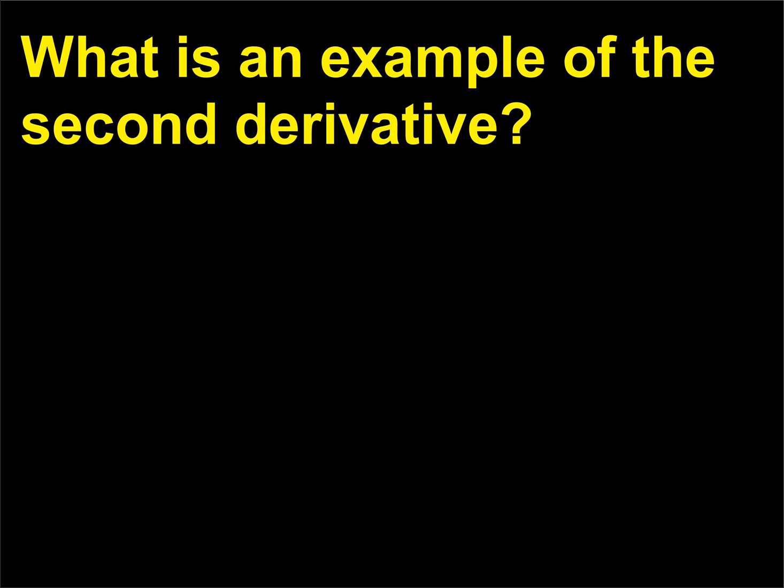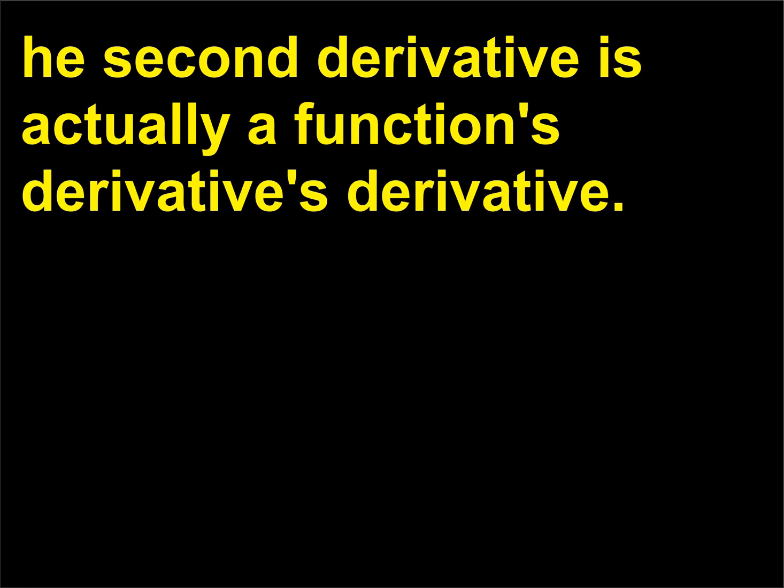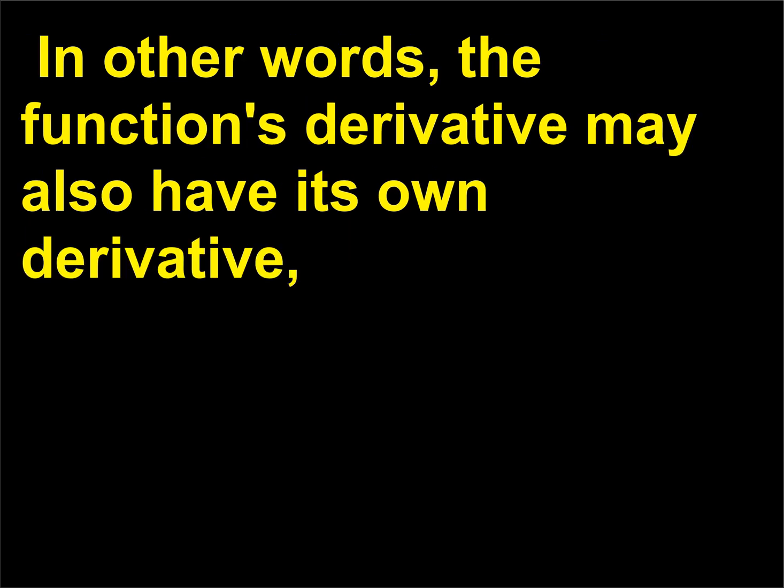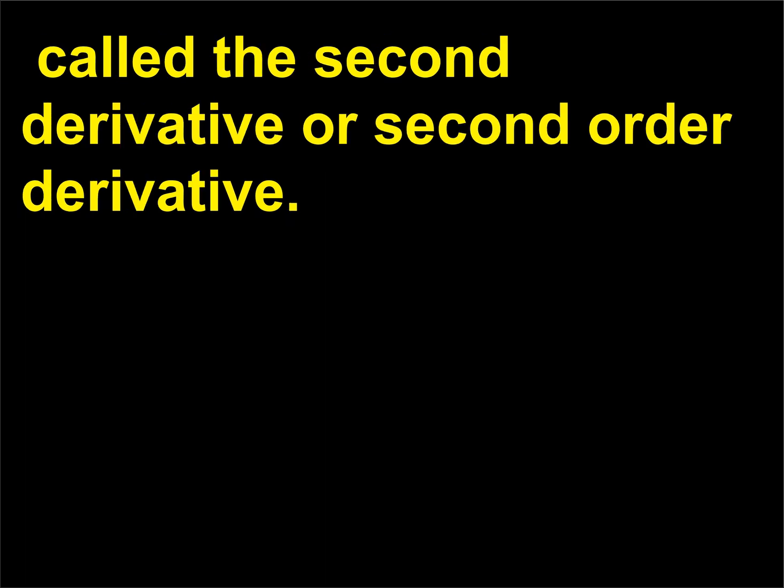What is an example of the second derivative? The second derivative is actually a function's derivative's derivative. In other words, the function's derivative may also have its own derivative, called the second derivative or second-order derivative.